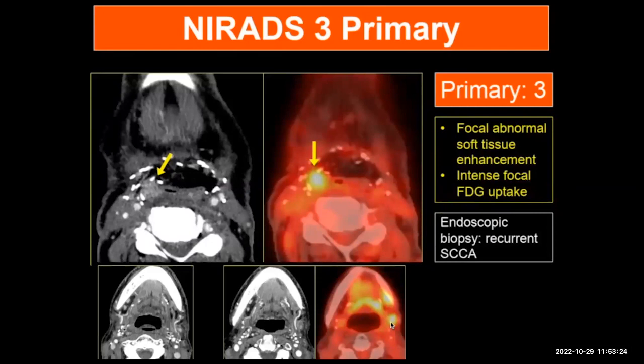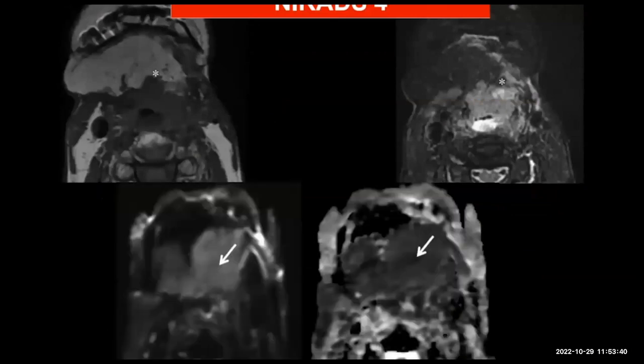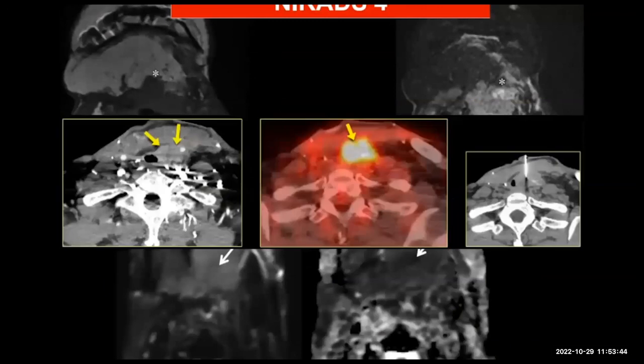This is NIRADS category 3 for the neck and for the primary site. There's a definitive recurrence, and it needs a biopsy to prove the diagnosis. In NIRADS category 4, it's a proven recurrence where you see an obvious mass, clinically or pathologically, or progression on radiology. These kinds of patients are usually managed with palliative intent.